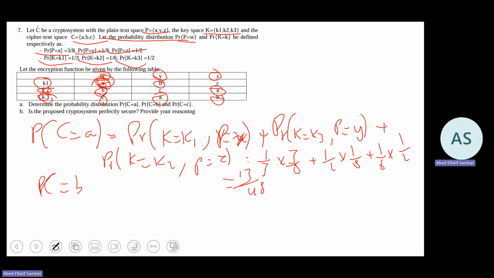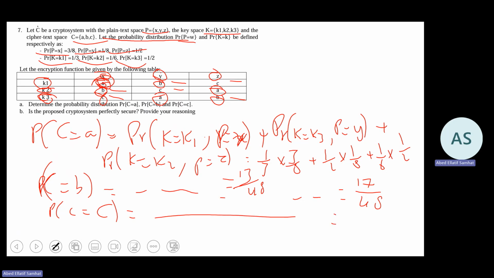So here we find the probability of ciphertext equal A. For ciphertext equal B, we follow the same approach with the relevant cases, and I did all the calculation, and the result is 70 over 48. For the probability of the ciphertext equal C, we take these cases, and I did all the calculation, and it's equal to 3 over 8. So this is the probability distribution of the ciphertext.